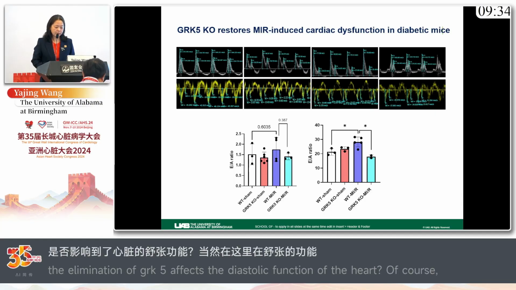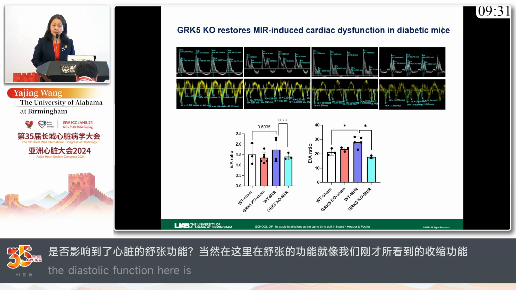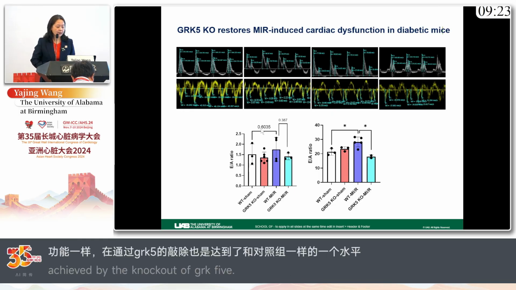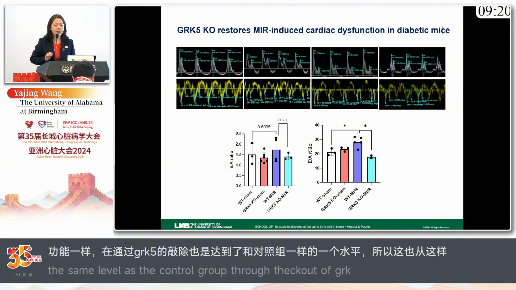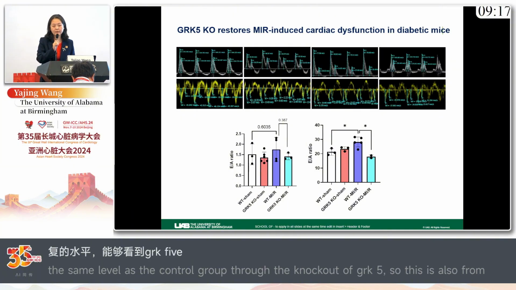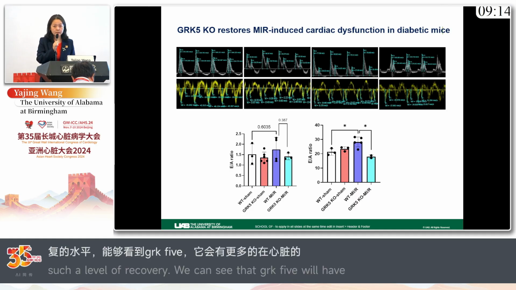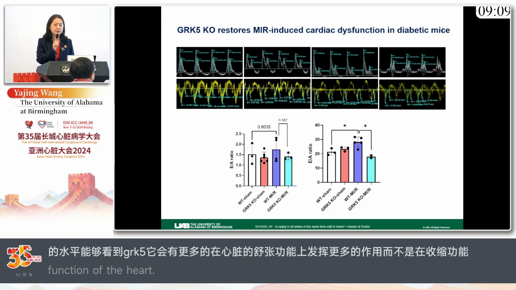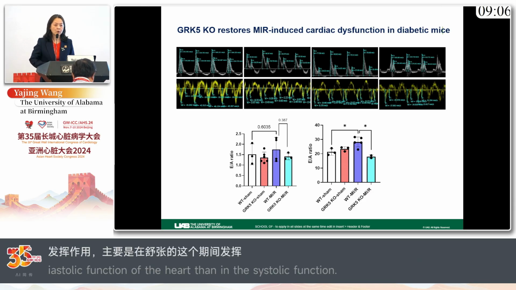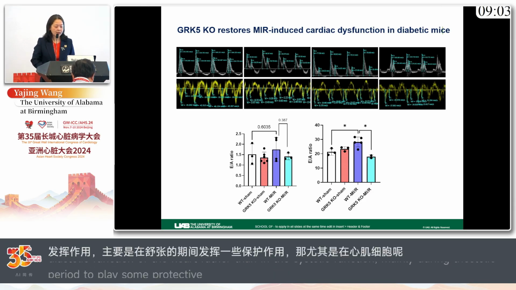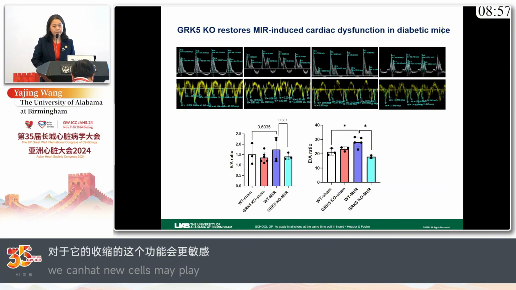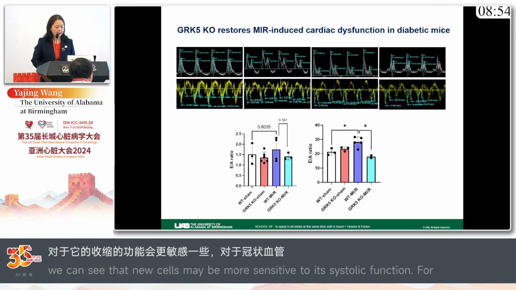And from the E/A ratio, we can see that with the loss of GRK5, it can partly recover this relaxation function. Looking at the recovery levels, GRK5 seems to help more in relaxation function than contraction function. Of course, this is with GRK2 overexpressed. GRK2 is expressed in the cardiomyocytes, which are more responsible for contraction. So these are endothelial cells of the coronary artery, where GRK5 is responsible for the relaxation level.